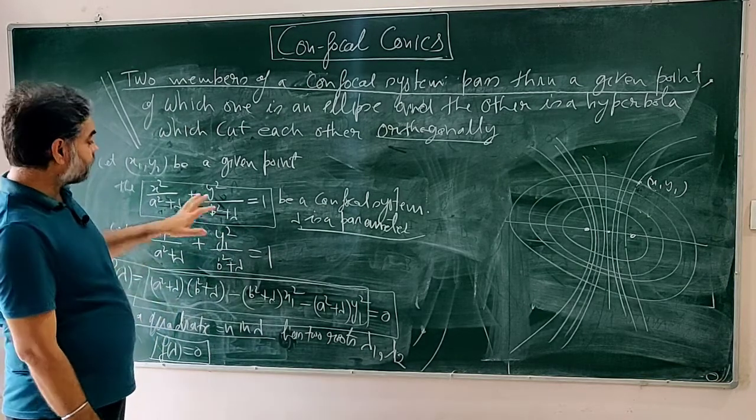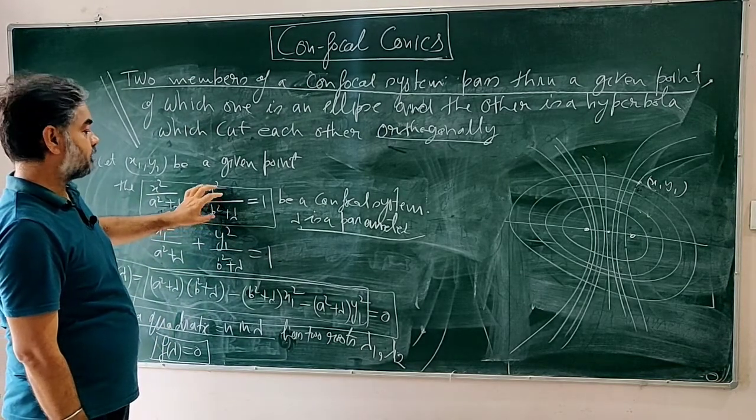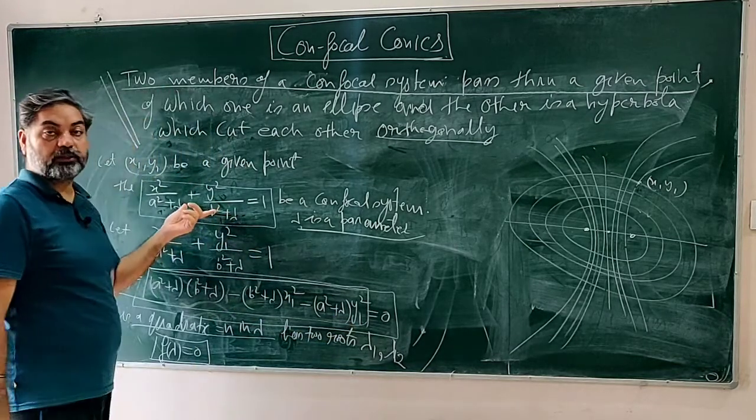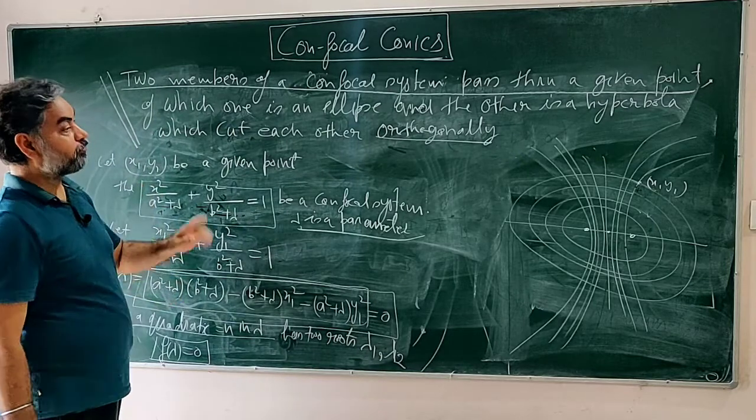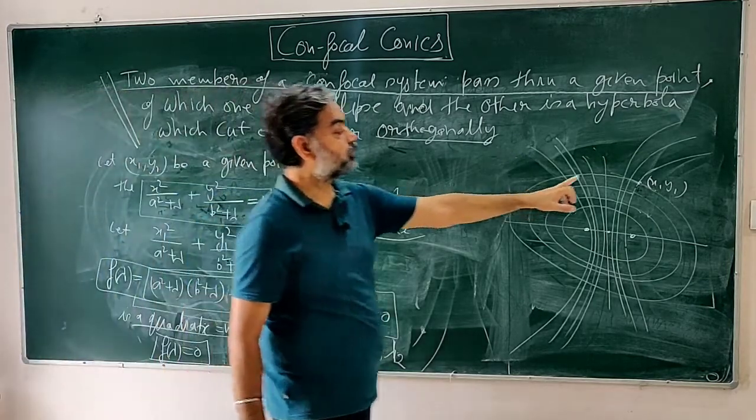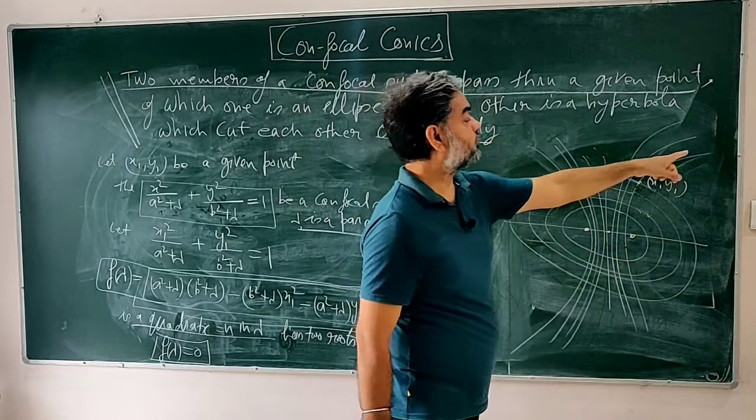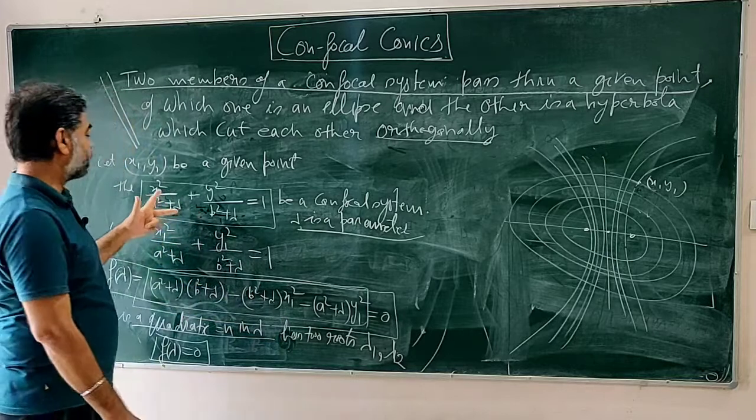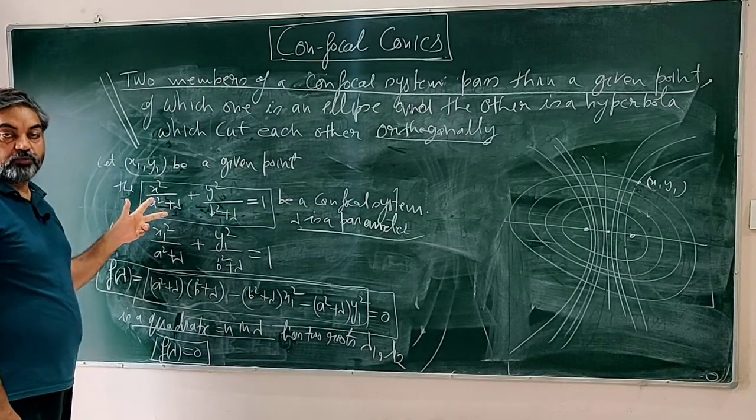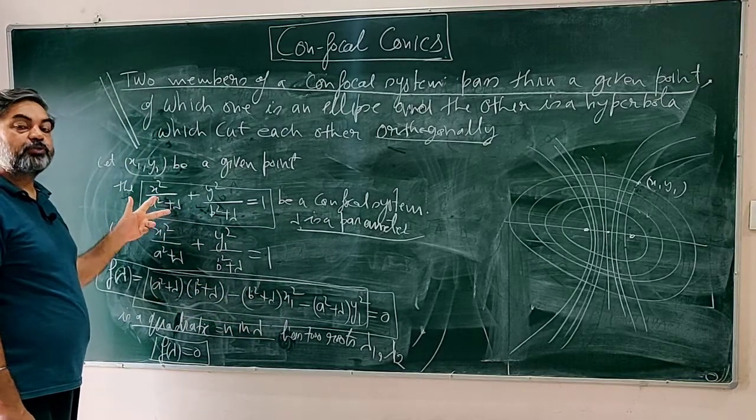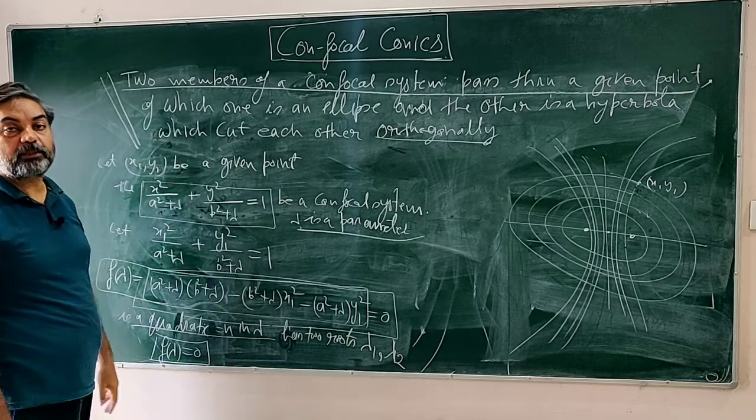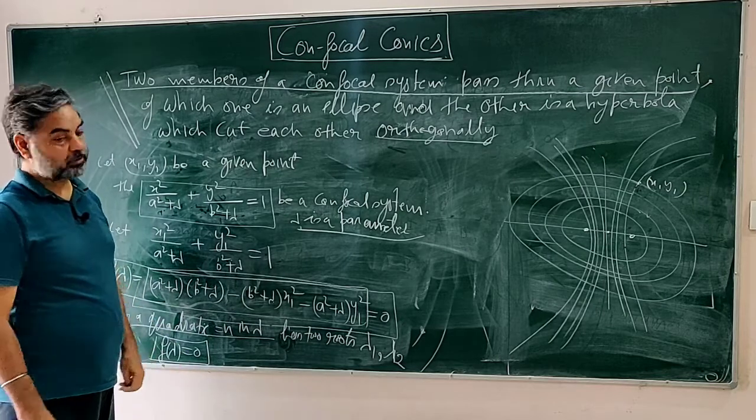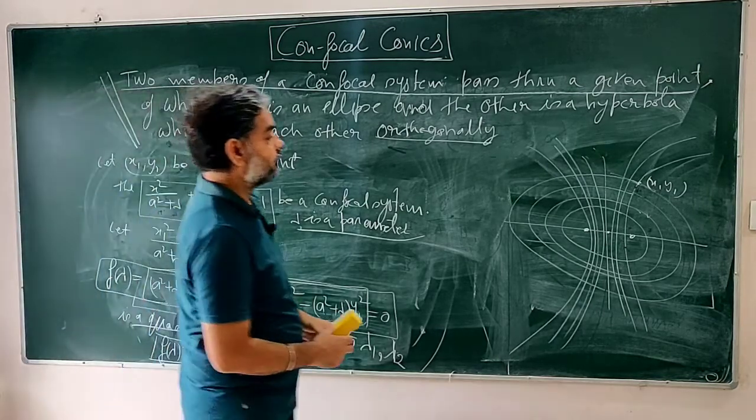Now we will show that one of the confocal conics, by putting lambda equal to lambda 1, you will have one confocal conic, and by putting lambda equal to lambda 2, you have another confocal conic. So now we will prove that one of those confocal conics would be an ellipse, and the other confocal conic would be a hyperbola. By putting lambda 1 and lambda 2, we get two confocal conics here. How do we show that? We show it like this.